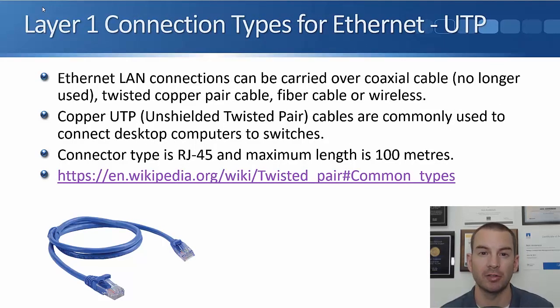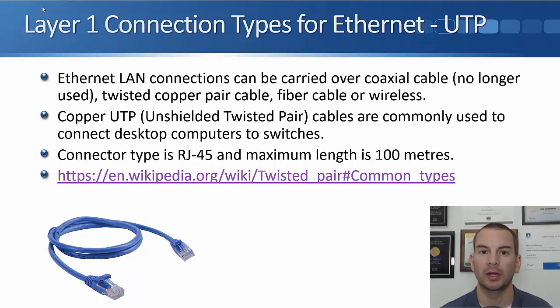In this lecture, just like in the last one, we're going to focus on the local area network, so we're going to be focusing on Ethernet again. Again, we're going to cover wide area networking in a later section. Our Ethernet LAN connections can be carried over coaxial cable, which was the original implementation, but that's not used anymore. What we have nowadays are twisted copper pair cable, or fiber optic, or wireless.